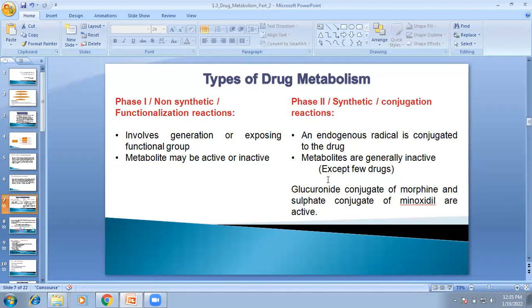phase 2 mechanism. Generally, after the phase 2 mechanism, into what is the drug molecule converted? It is converted into an inactive metabolite. But in the case of glucuronide conjugation, it is going to convert it into an active metabolite.